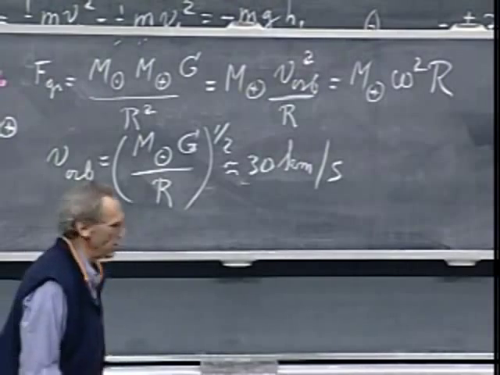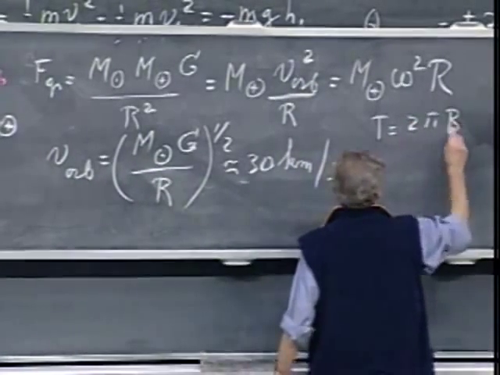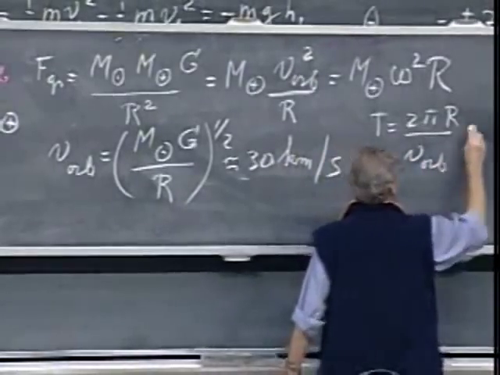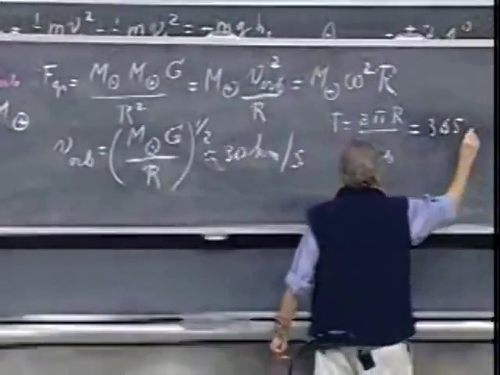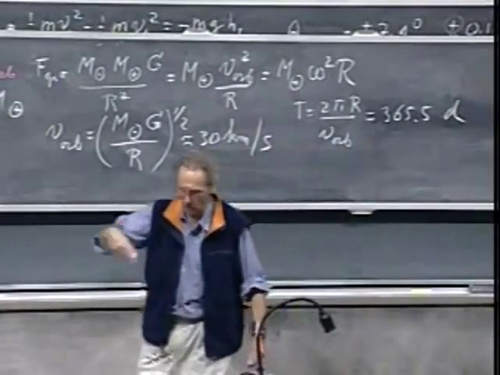So you know what the period is to go around the Sun. That is 2 pi r divided by the orbital speed. And that is about 365.25 days. That's 1 year. That's how long it takes us to go around the Sun.